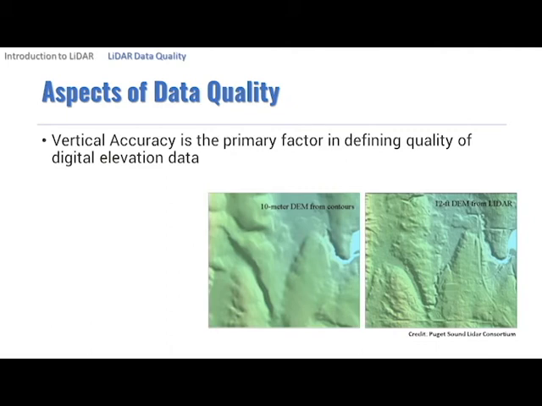Independent assessments are often conducted to evaluate data quality and include both quantitative and qualitative reviews. Metadata records and quality assurance reports are good sources of this information and should be used when available.